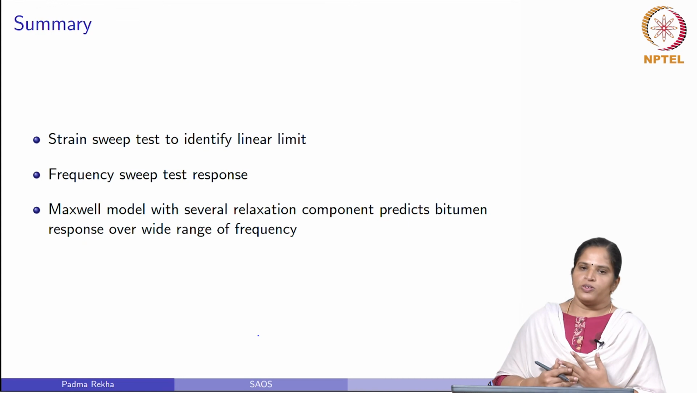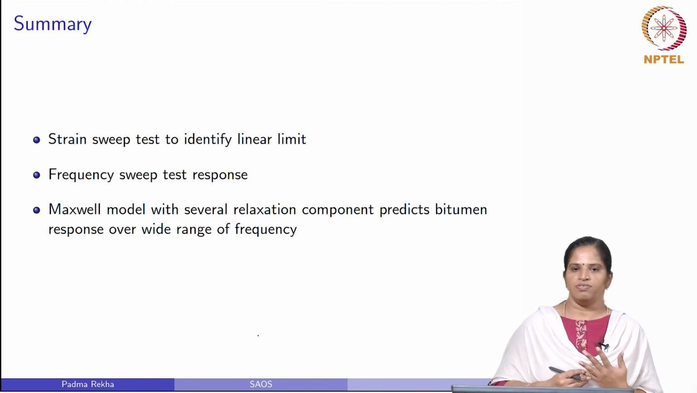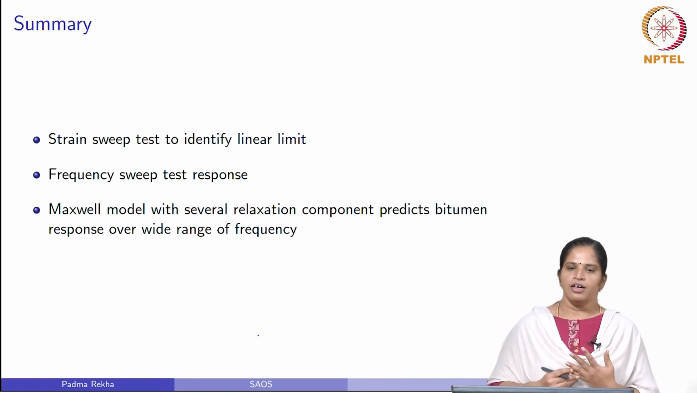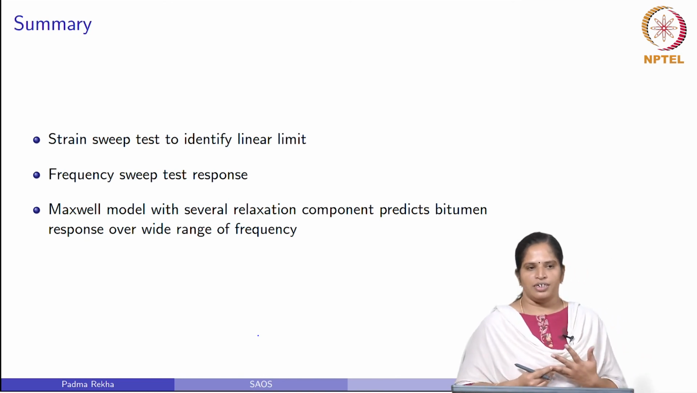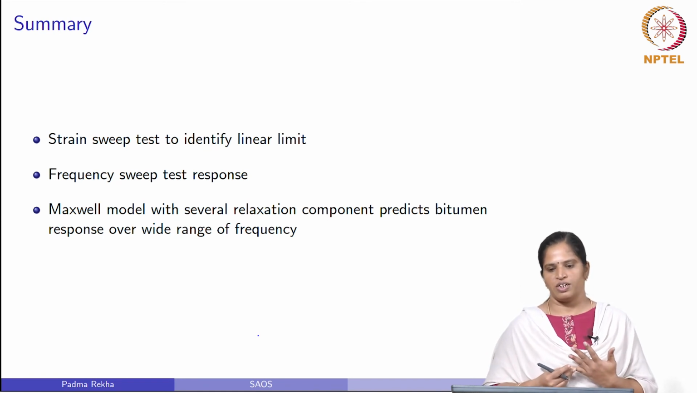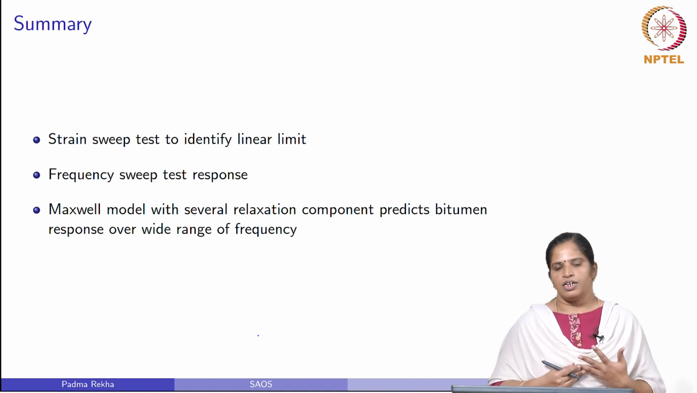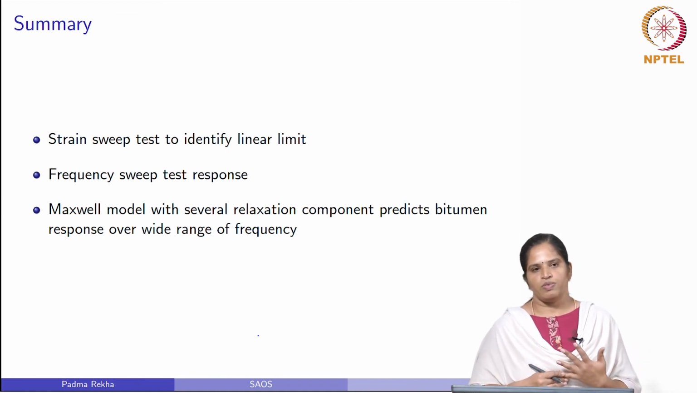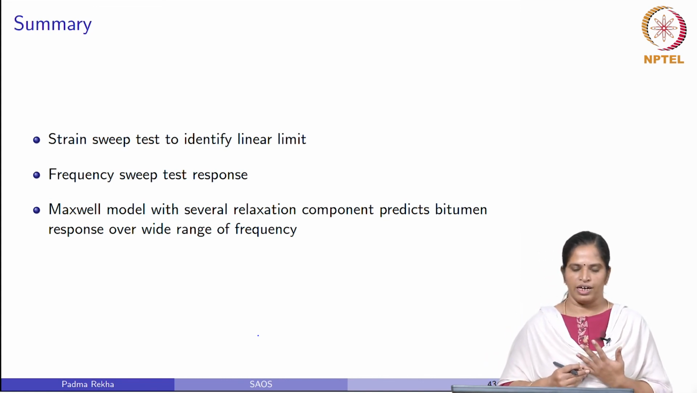We have also seen an application of oscillatory shear testing for bitumen. We have seen how to conduct a strain sweep test and identify the linear region for testing, and after identifying the linear region, keep this amplitude constant and vary the frequency for conducting a frequency sweep test. The frequency sweep test is a common test that we use for characterizing bitumen in oscillatory shear testing. Using a frequency sweep test, we can identify whether the response of the bitumen is viscoelastic fluid like or solid like behavior.